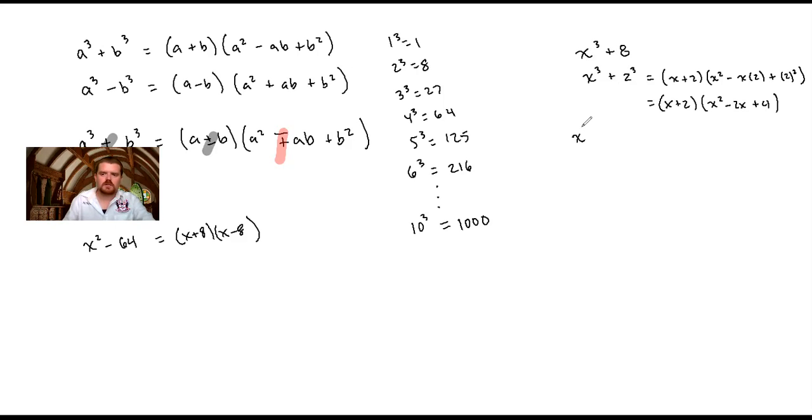Let's do another one. x cubed minus 125. Same thing, if you want to take that step, rewrite 125 as 5 cubed, so you see what a and b are. Then fill in your a's and b's. So x minus 5 times x squared minus x times, plus, right? It's the opposite sign, plus x times 5 plus 5 squared. This becomes x minus 5 times x squared plus 5x plus 25.